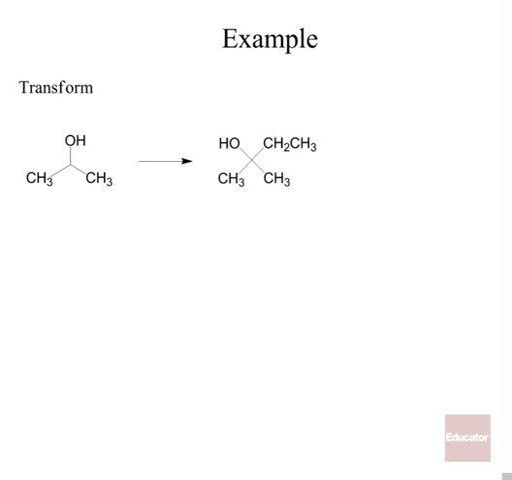Here's another one. What if I had to start with this alcohol and make this new alcohol? Now again, I see that I can identify my carbon chain. I have 1, 2, 3 carbons here, 1, 2, 3 carbons. So I clearly see that this is a new carbon-carbon bond that has to be formed in the reaction.